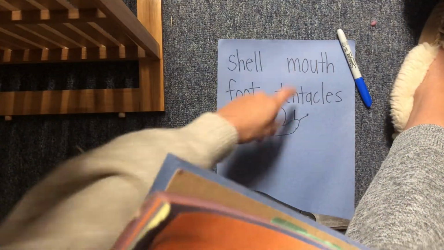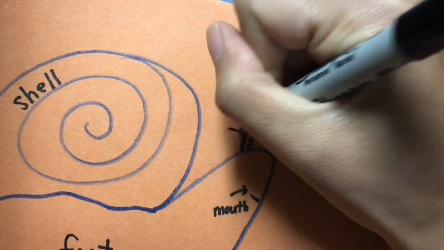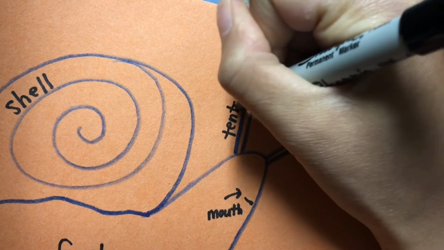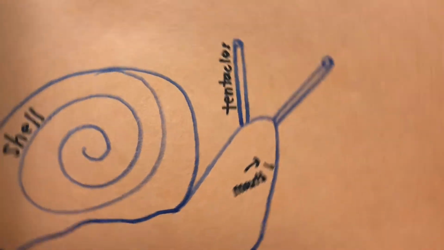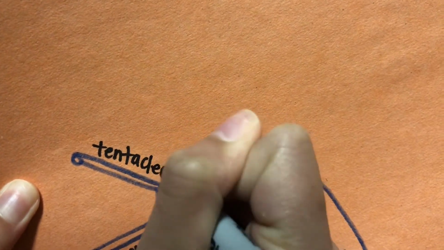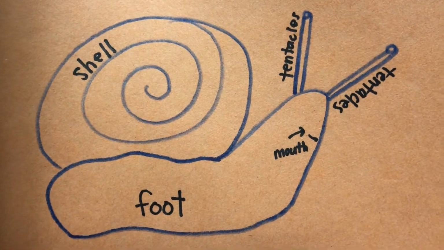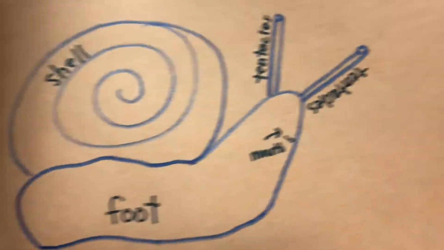And last but not least, we learned that snails have tentacles. You can label however you want. I'm gonna label both of them. All right, and we learned that the tentacles help the snail sense what's around them.